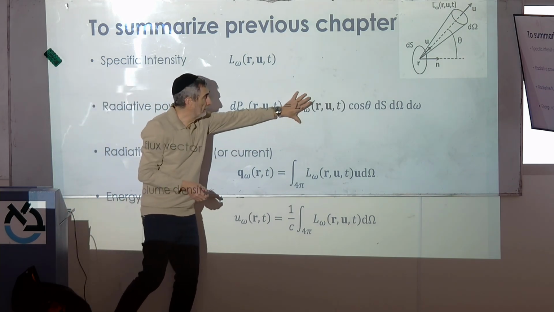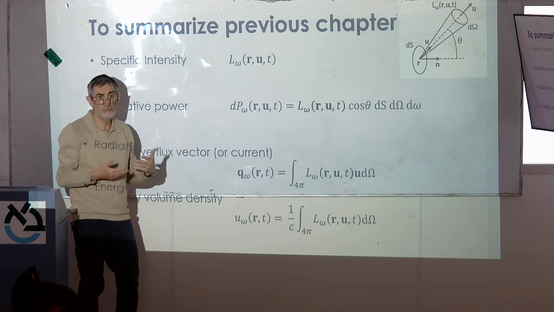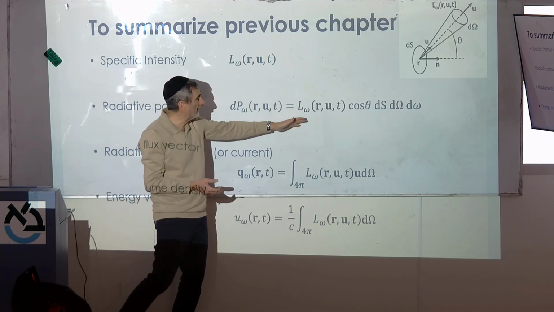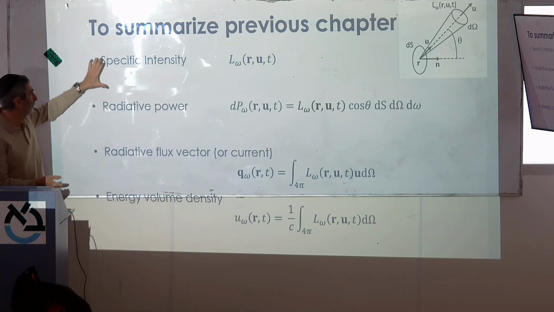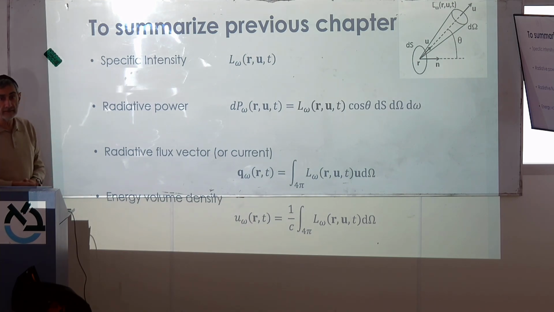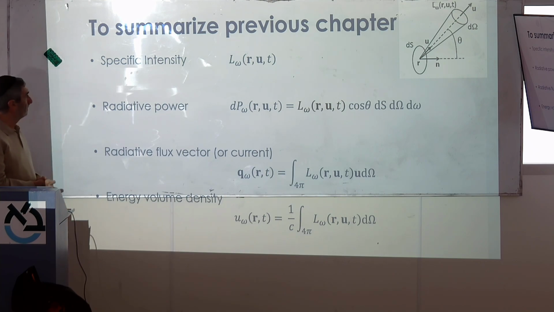And L, the specific intensity, represents the power density. So that's the power per unit surface, per unit solid angle, per unit frequency. Okay, so that's really at the core of the radiative transfer equation. That's the quantity that the radiative transfer equation deals with. And from this quantity, you can define another set of quantities.